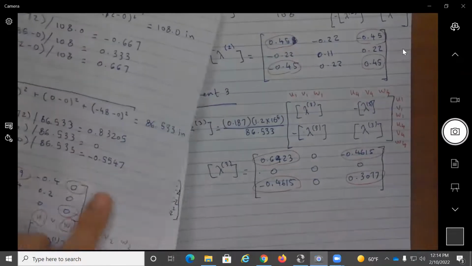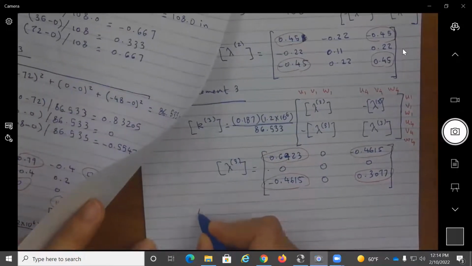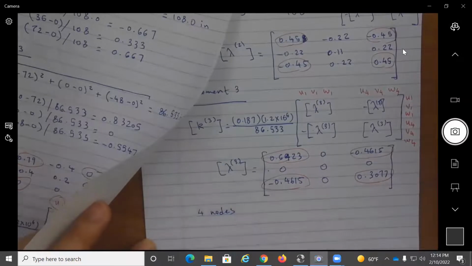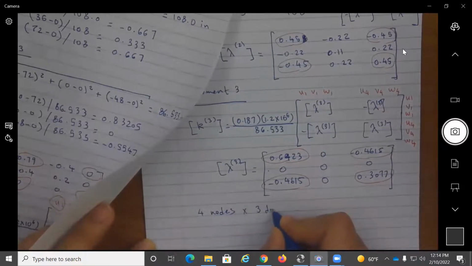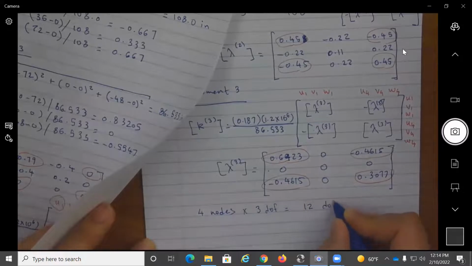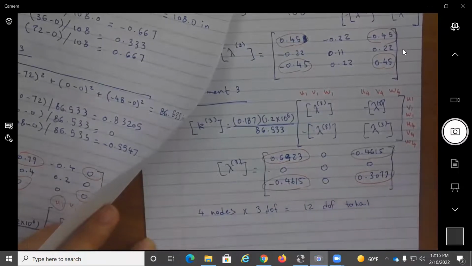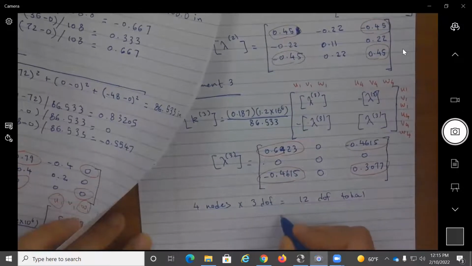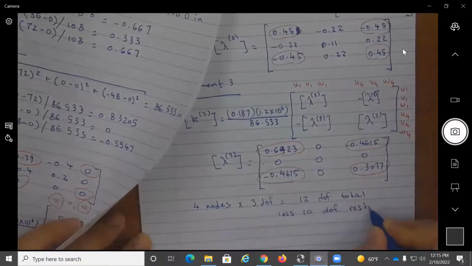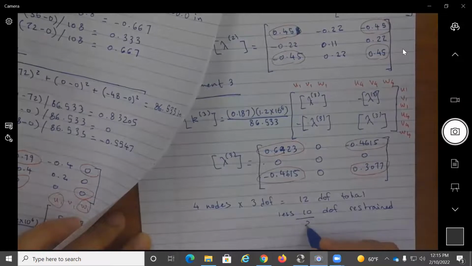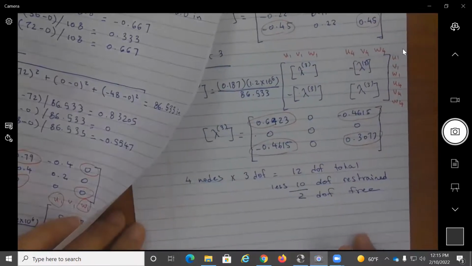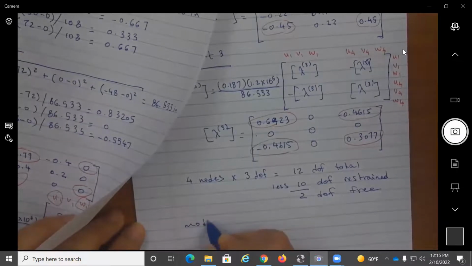So just to recap, we had 4 nodes times 3 degrees of freedom per node equal 12 degrees of freedom total. But we have 10 degrees of freedom restrained. So I conclude here that we have 2 degrees of freedom that are free. And these are the ones we want to solve for.